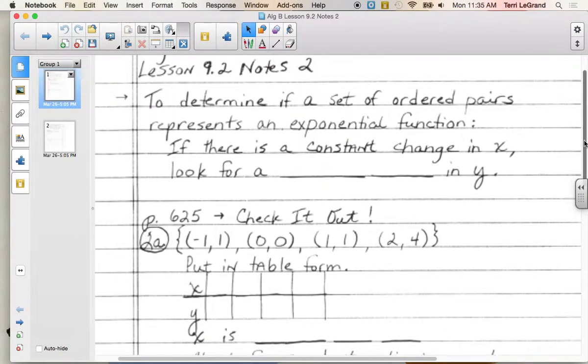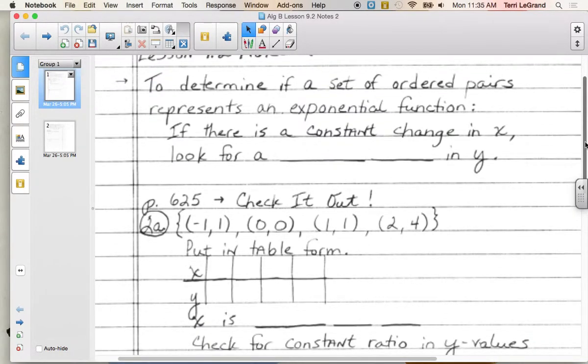Now what we're going to do today is first determine if they give us a set of ordered pairs with those points on a graph. If we graph them, would we get an exponential function or not? But we don't want to have to graph them. We just want to be able to tell some way algebraically, numerically, if it would represent an exponential function. So to determine if a set of ordered pairs represents an exponential function, here's what we're going to look for.